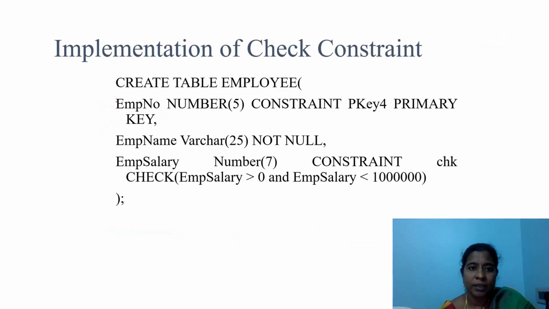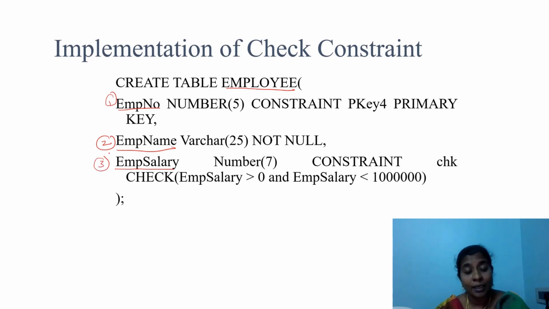And check constraint, this is an example for check constraint. Here we have an employee table. In this employee table we have different attributes. One is your employee number, which we have defined as primary key. Then we have employee name, which we have defined as not null, and for employee salary we wanted to have the check constraint.